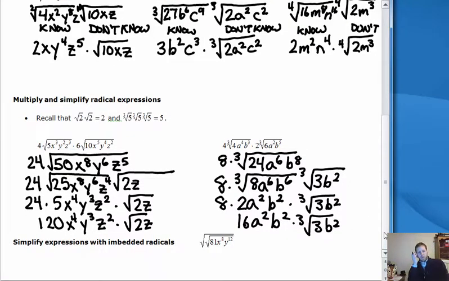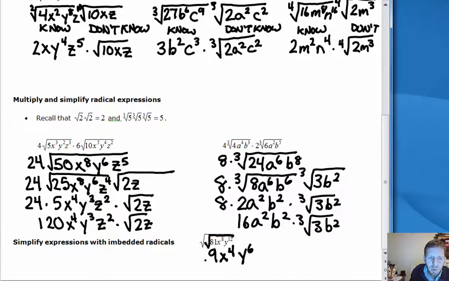If you have embedded radicals, which is like taking a square root of a square root, I think the easiest way to handle this is take this first square root right here. If you were to square root the 81, which is 9, square root the x to the 8th, which is x to the 4th, and square root the y to the 12th, which would give you y to the 6th, we've done this first square root.